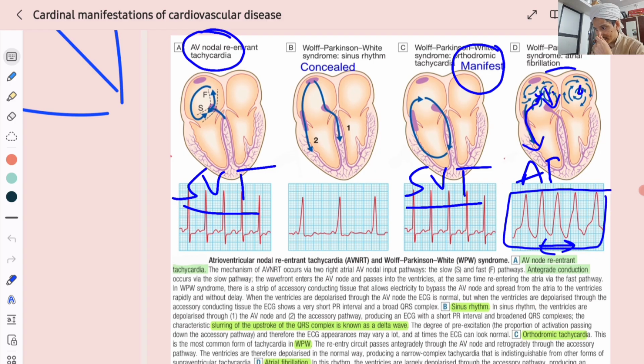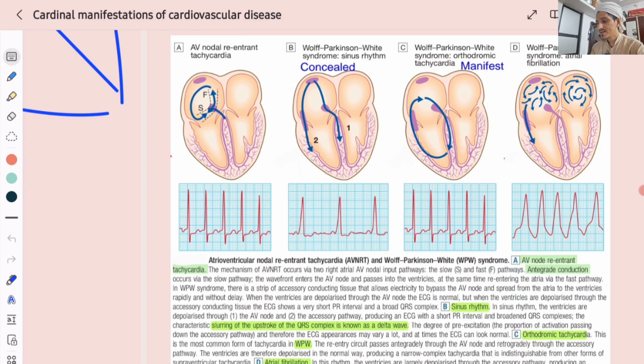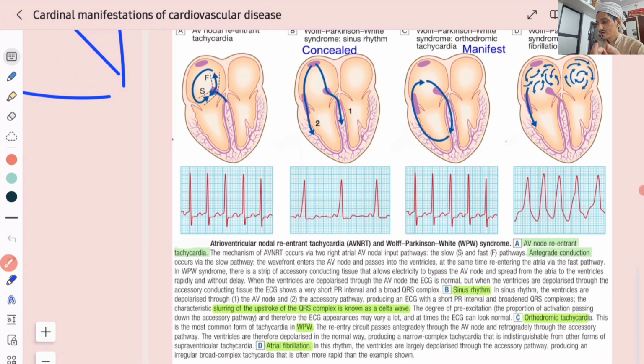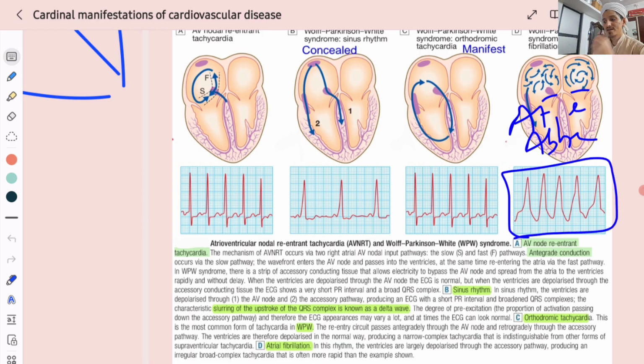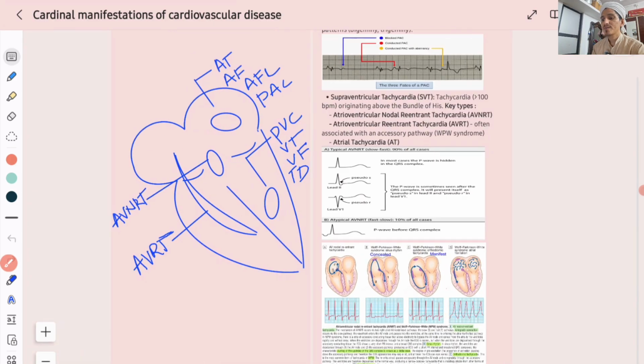Okay, and these complexes look like this. This is an example of AF with aberrancy. Now, you cannot distinguish this from ventricular tachycardia. That is the main challenge we face in broad complex tachycardia, whether it is ventricular tachycardia or SVT with aberrancy. So that was about AVRT.